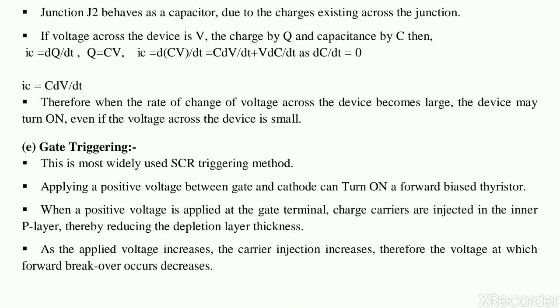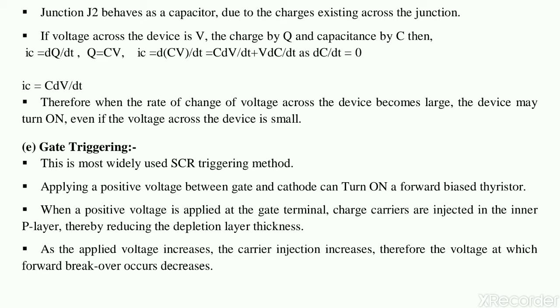So the last one, the most popular method to turn on the SCR, is by gate triggering. We can see in the description, this is the most widely used SCR triggering method. In that case, we apply positive voltage between gate and cathode to turn on the SCR, or we can say to turn on the forward bias.